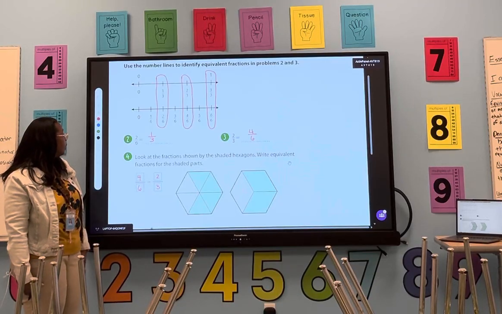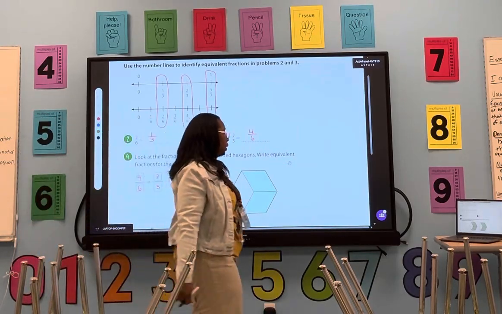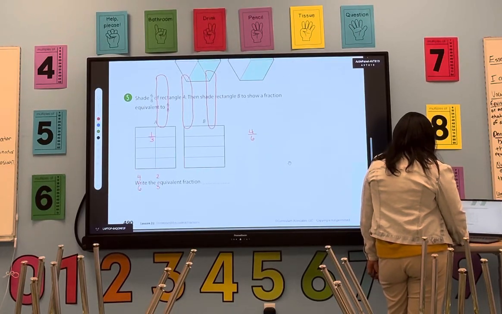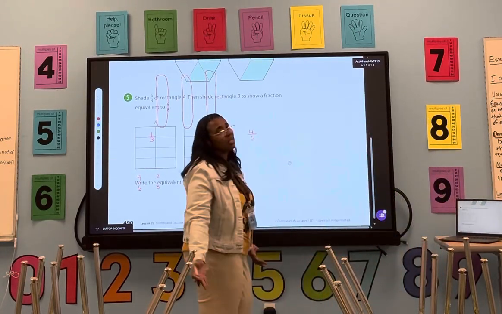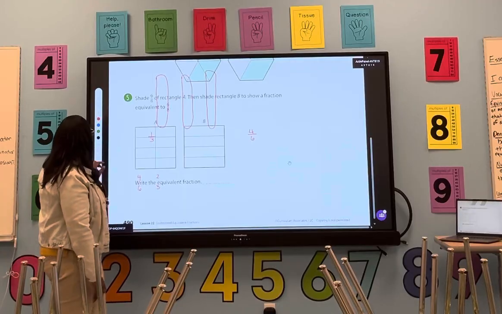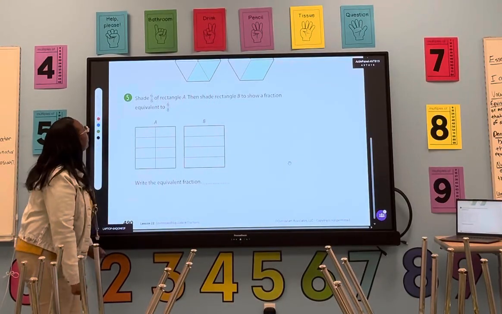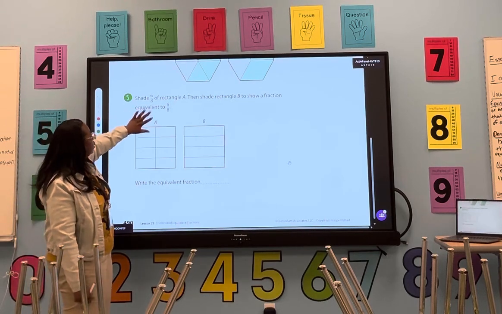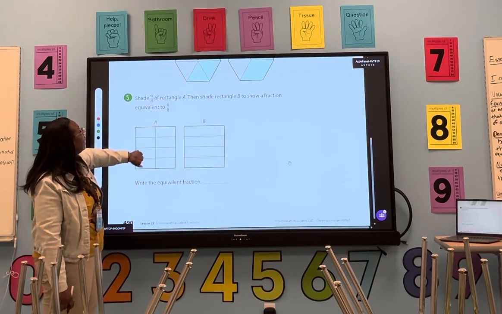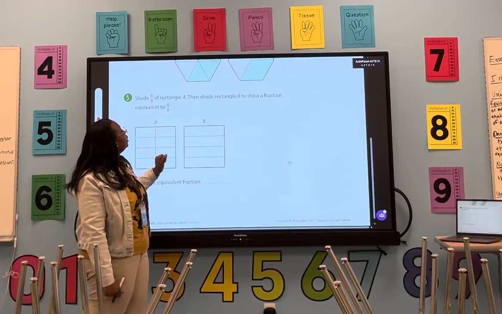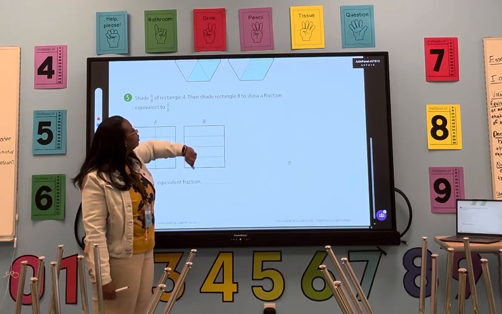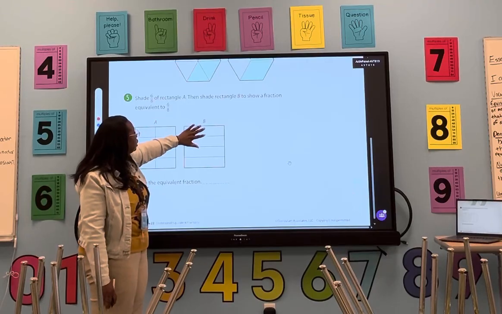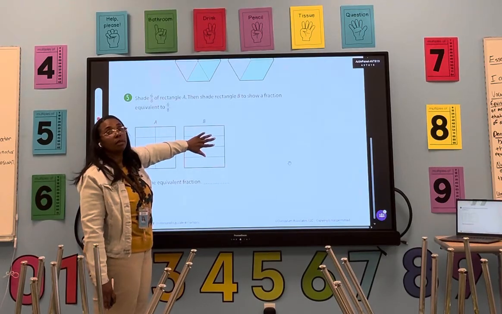Okay, that is it for number 4. Let's move on to number 5, and I believe number 5 is the last one. It is. Okay, so it was a short lesson, so it's short homework. All right, so 5 says shade 6/8 of rectangle A. So on this rectangle, I'm going to shade in 6/8. Then shade rectangle B to show a fraction equivalent to 6/8. So whatever this is, I'm going to shade rectangle B to make it equivalent.